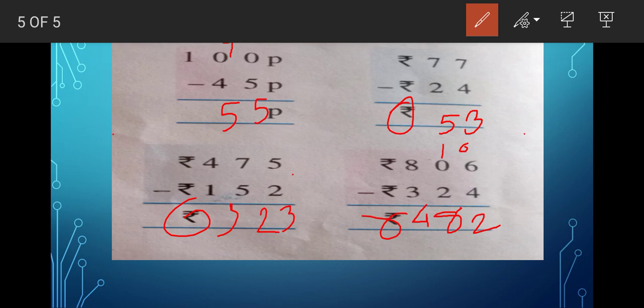So we have done the subtraction, and this subtraction is from the money chapter. Okay, from the money chapter you practice all the addition and subtraction very nicely. So that might also be coming.